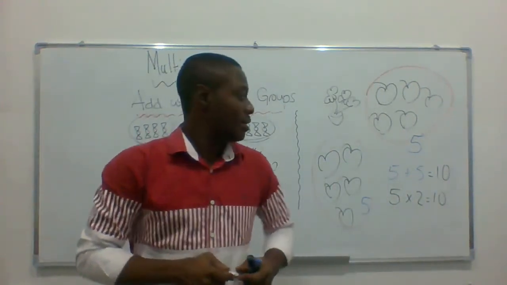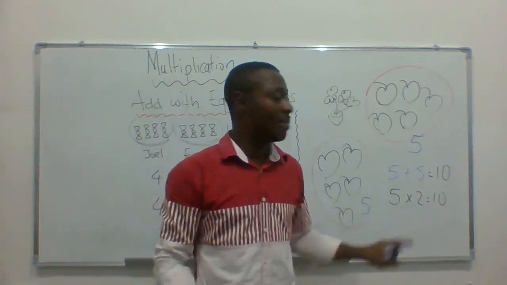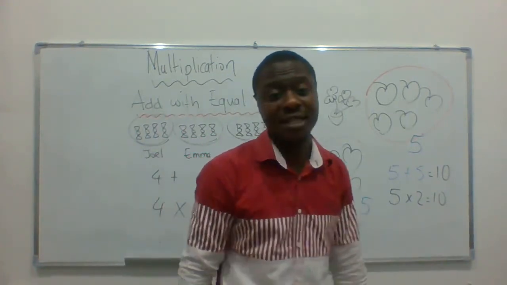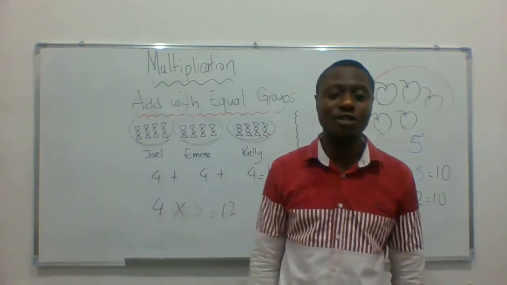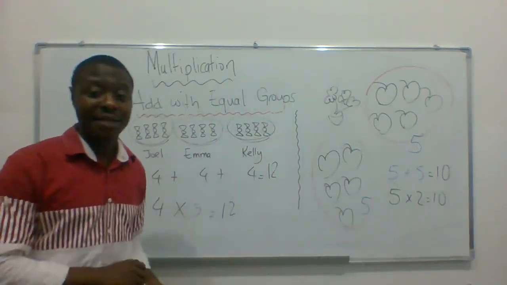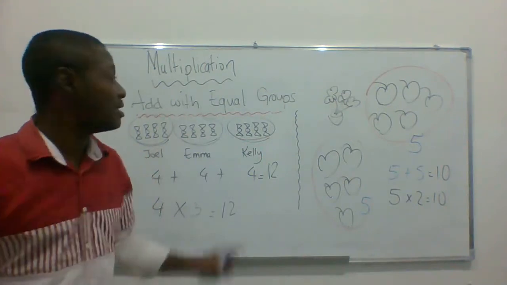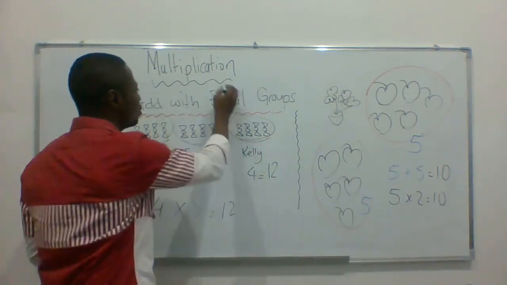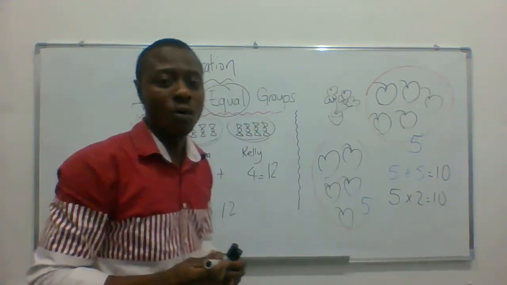The answer is 10. With the addition and the multiplication sentence, I have the exact same answer. That's what you need to do. When you multiply, you get the exact same answer as when you add, since the groups are equal. Keep this word in mind, equal.